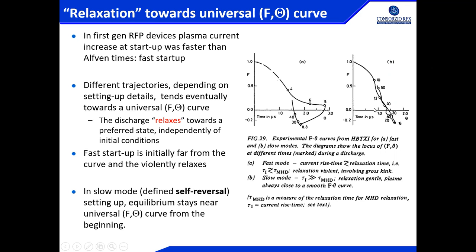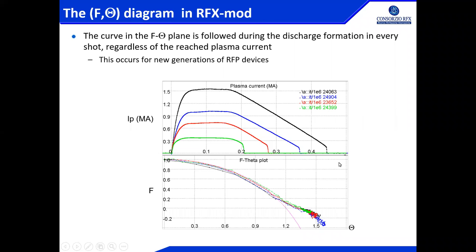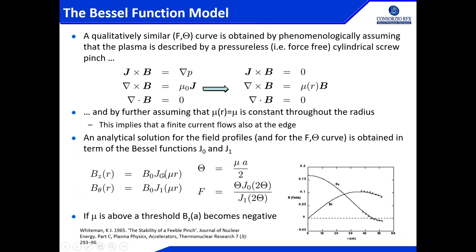Bigger machines, which cannot go fast, tend to stay on that curve for the whole startup. And here comes the name of self-reversal of the machine. RFX and RFX-mod actually do exactly the same thing. These are time traces from the more recent RFX-mod, and they all trace the same trajectory in the startup phase from 300 kiloamps to 1.5 megaamps. So this is very, very general.